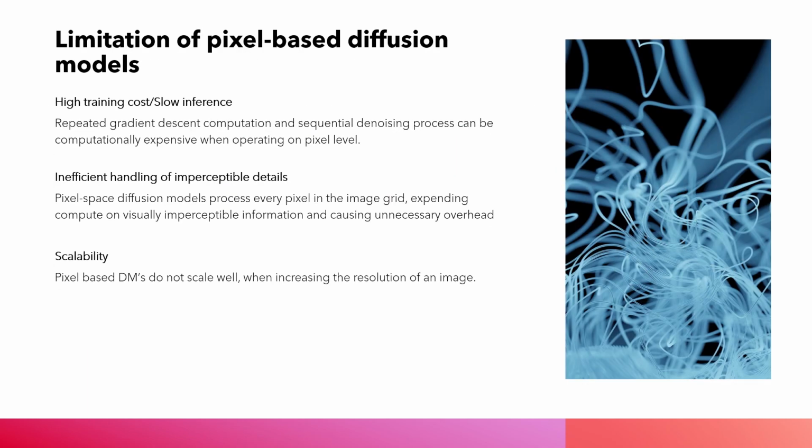There are different types of diffusion models. The one specifically discussed in the paper is the pixel-based diffusion models, which operate at pixel level. The disadvantage of these models is that they are computationally expensive at training time and slow at inference time, since they have to iterate over each pixel. Furthermore, they also iterate over pixels which might not capture the relevant details to reconstruct the image, thus making them inefficient in handling imperceptible details. Lastly, since they operate at pixel level, if you increase the resolution, scalability is also a problem.